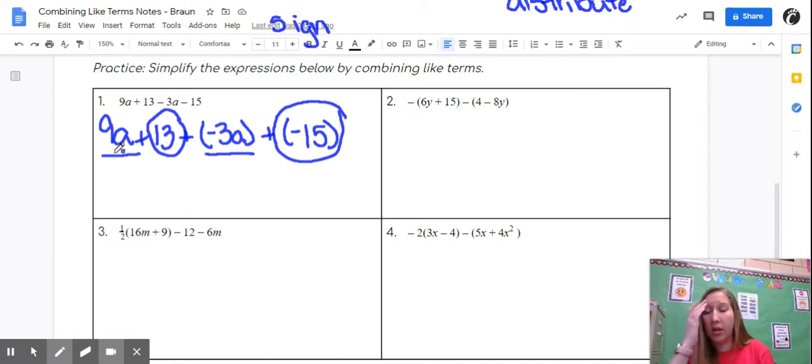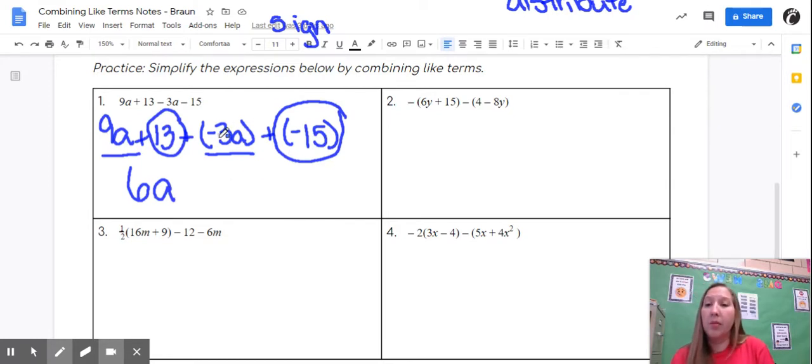So first I'm going to look at my variable, or my terms with the variable a. I have 9a plus negative 3a. So if I go back and I remember what I was doing in topic 4, if I add a positive and a negative, remember, same you add, different you subtract. So we're going to do 9a minus 3a, which will give us 6a.